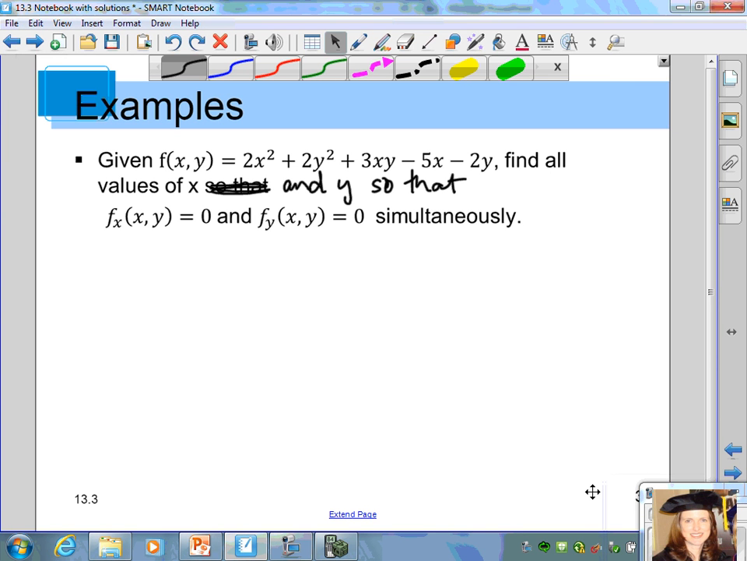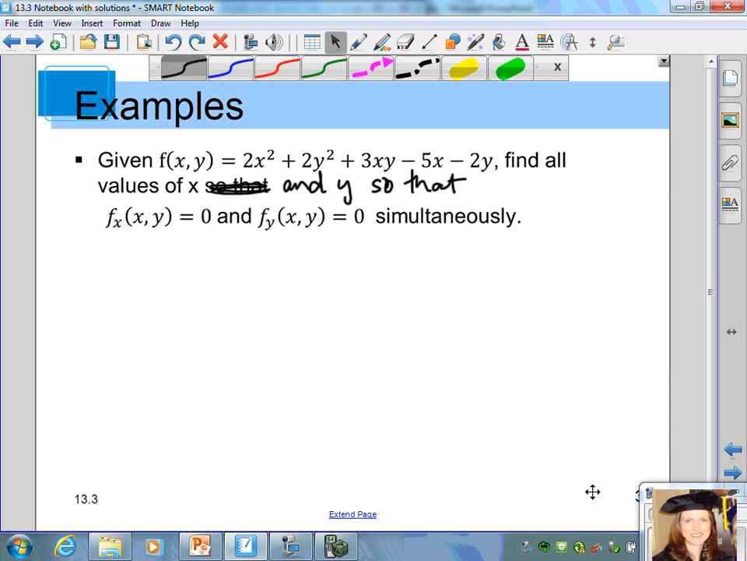In this last example for section 13.3, we are given a function f of x y equals 2x squared plus 2y squared plus 3xy minus 5x minus 2y. We want to find all the values of x and y so that the partial with respect to x equals 0 and the partial with respect to y equals 0 simultaneously.